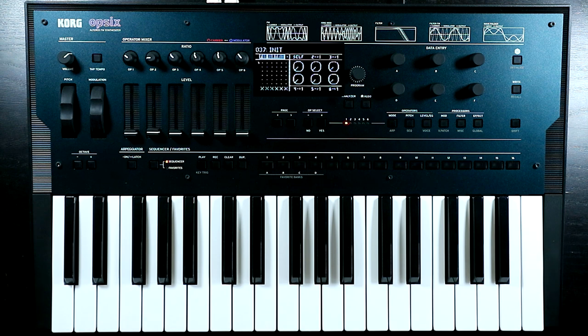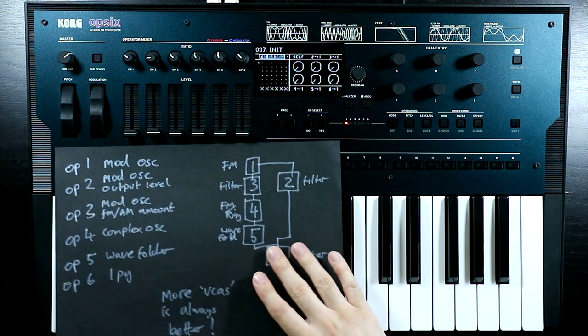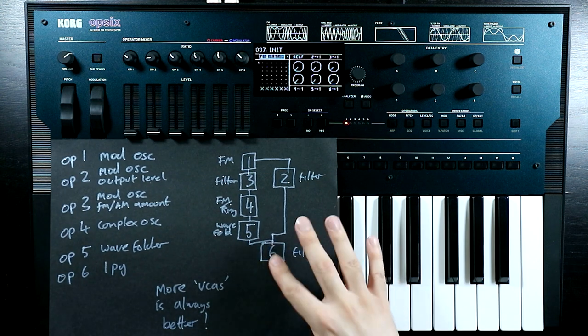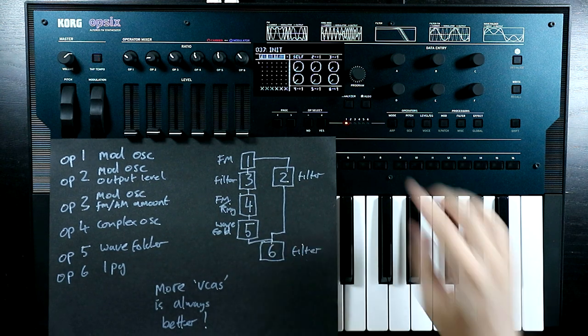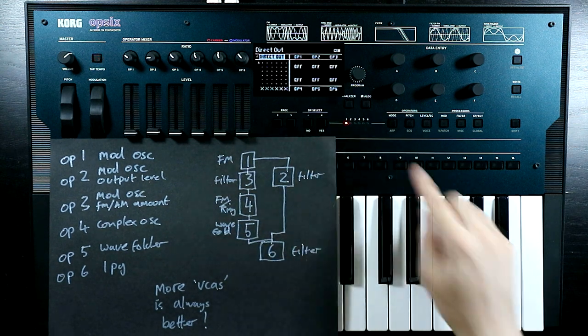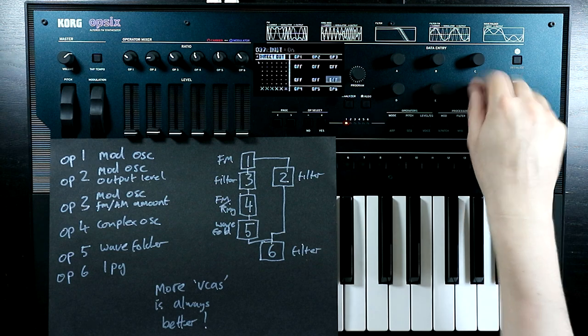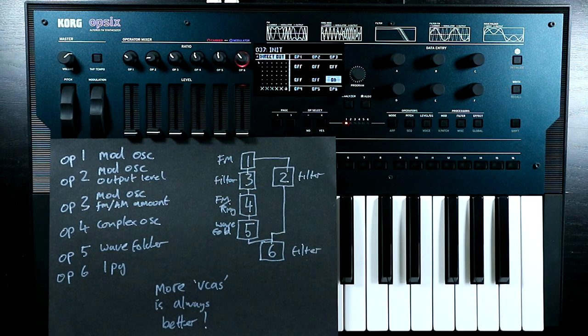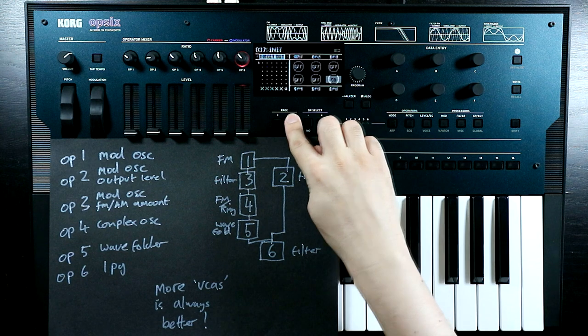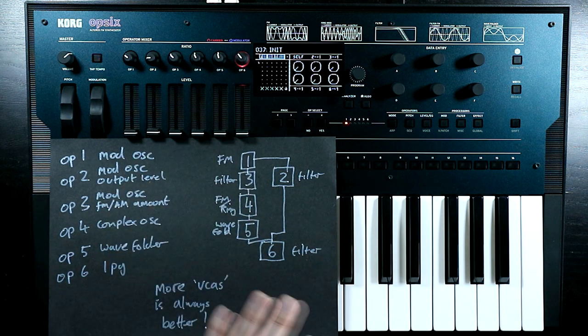So let's just grab the diagram again. We can work from this. So the first thing that we're going to want to do is set our outputs. There is only one output in the design here, which is operator 6. So we'll come on to page 2 here, and we'll turn operator 6 to be a direct out, turns red. And now we have operator 6 acting as a direct out. And now we can build the rest of this architecture.